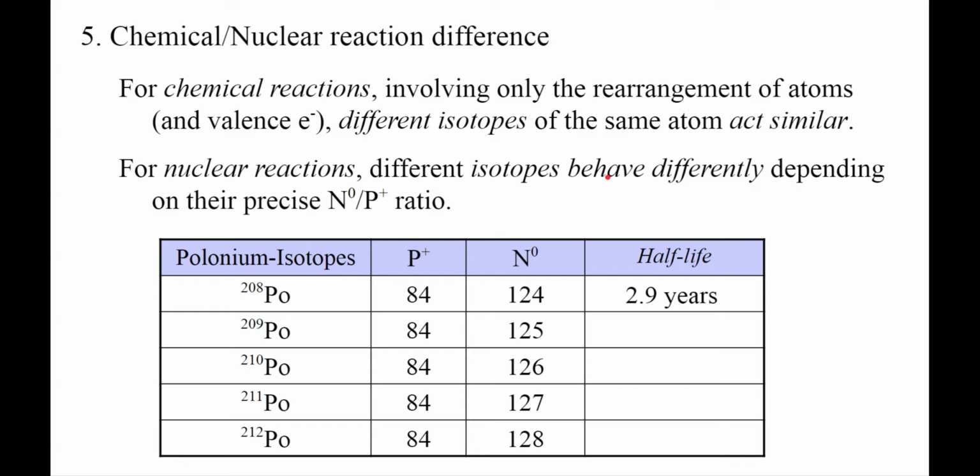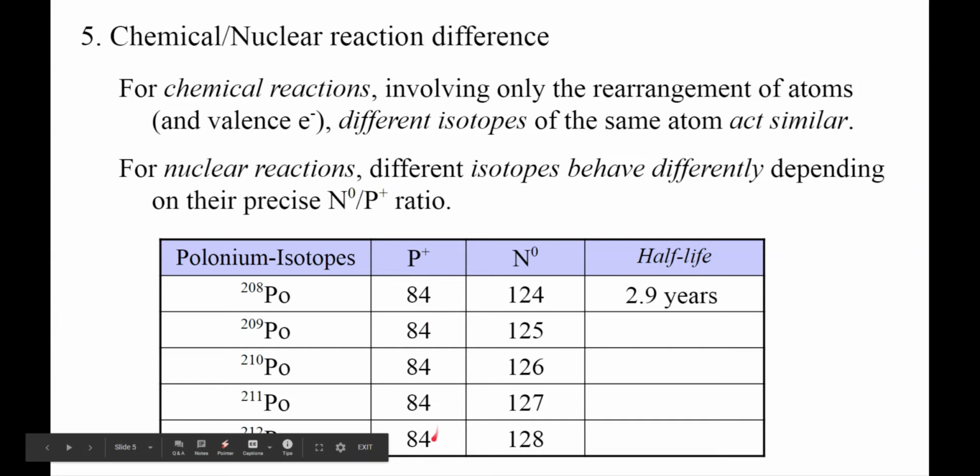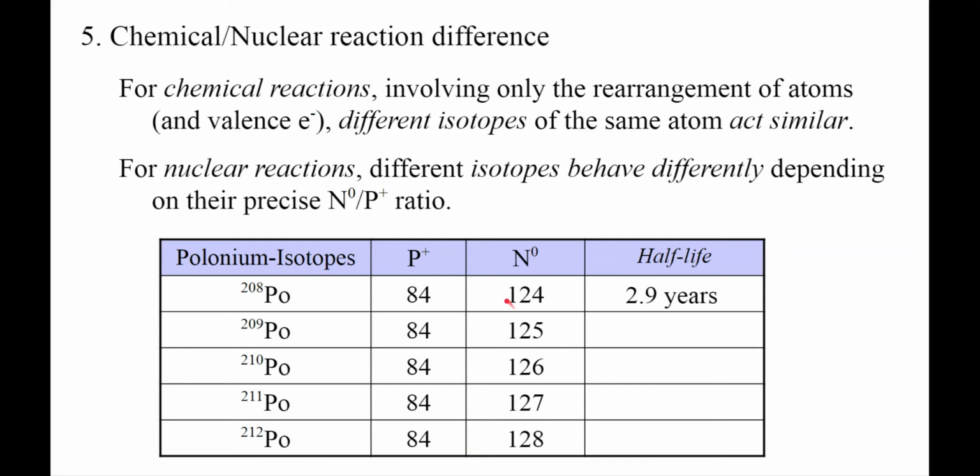So for example, here are 5 isotopes of radioactive polonium. They're all polonium with 84 protons, so they would have the same chemical properties. However, their mass is different because of a different number of neutrons. One way we'll talk shortly about measuring this is the half-life. This is how long it takes for 50% of the material, on average, to decay into something else.